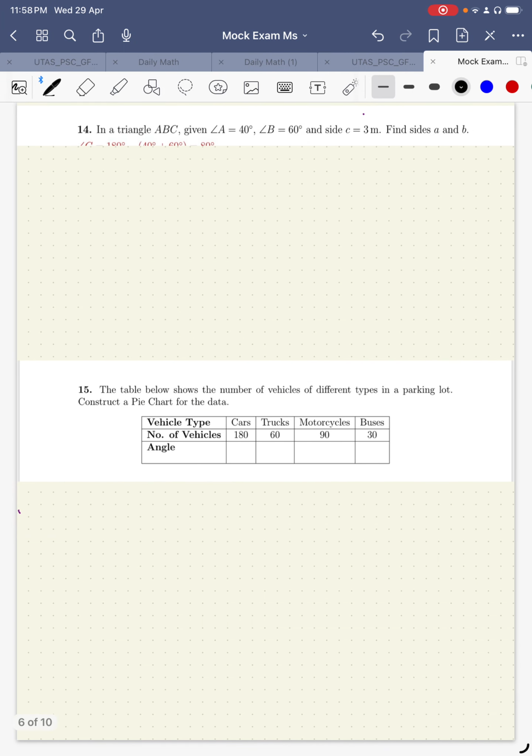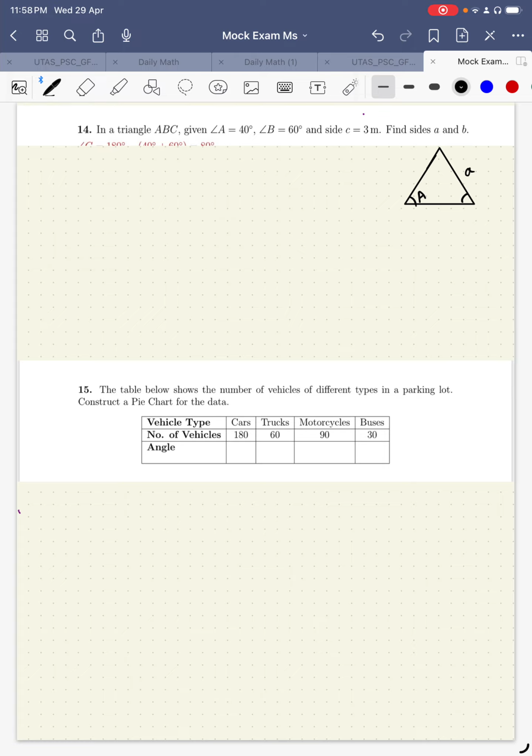And that's gonna be my solution for this question. Let's go to question number 14. In a triangle ABC, given the angle A equal 40 degree, angle B equals 60 degree, and side c equal 3 meter. Find sides a and b. So we should remember that in a triangle, or at least in the oblique triangle, if I have my angle A here, then the small a or the side a gonna be here, the opposite of the angle A.